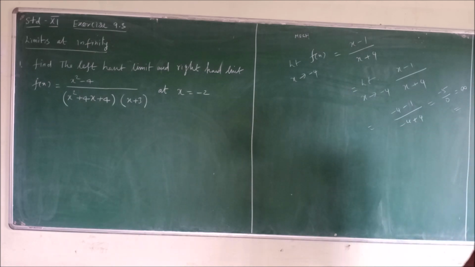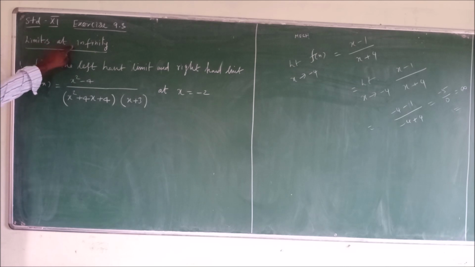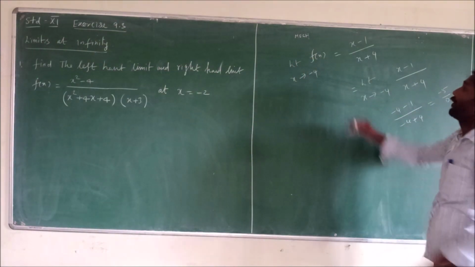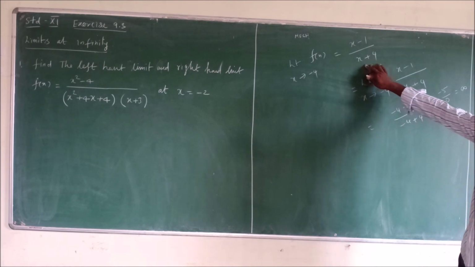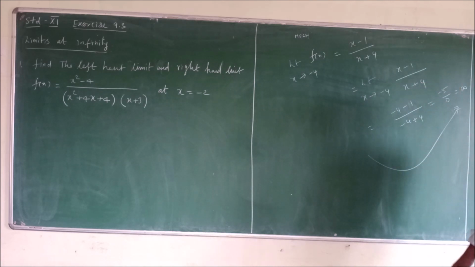It is clear that this is the topic explanation for limit at infinity. So what is limit at infinity? For any given function f of x, when we apply the limit as x tends to a value, and the function goes to infinity, it is called limit at infinity.